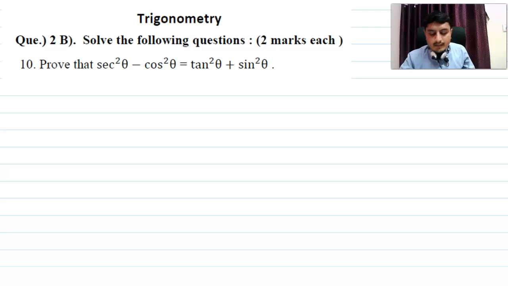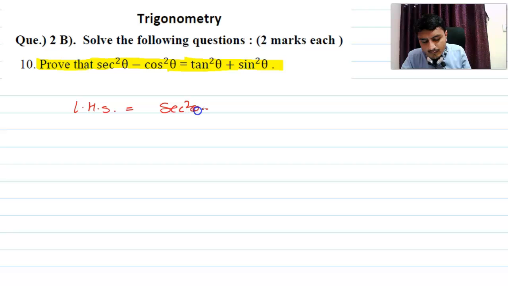Now look at the 10th sub question from question 2b. We have to prove that sec square of theta minus cos square of theta equals tan square of theta plus sin square of theta. So let us consider the LHS of the given equation. We have sec square of theta minus cos square of theta. So at the start we don't require the sec square of theta, so try to convert sec square of theta as per the identity.